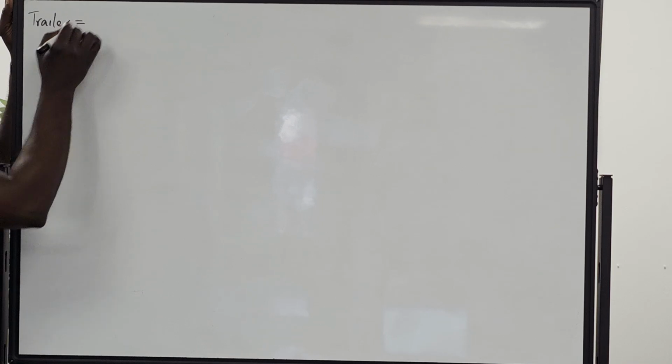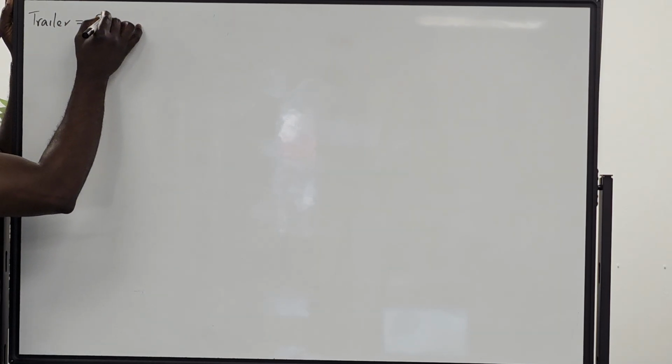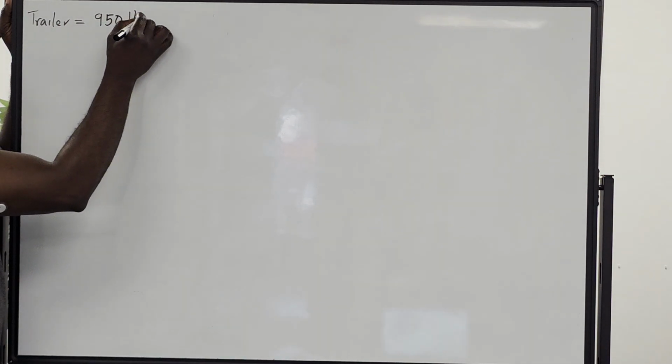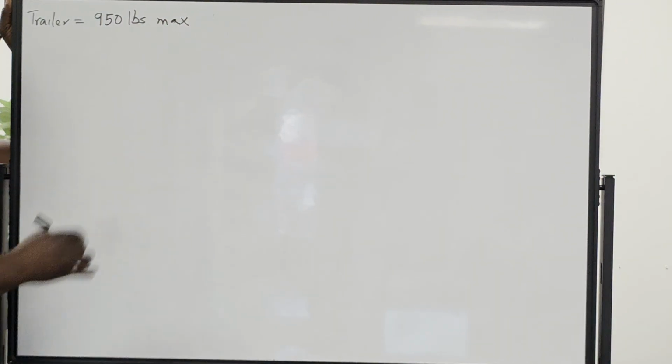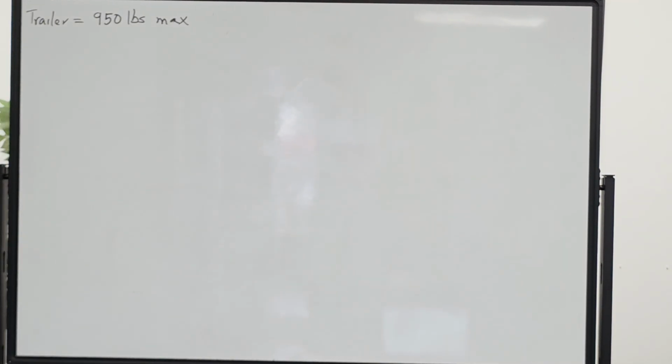Question 6 says a supplier is loading bricks onto a trailer that has a load limit of 950 pounds. So the trailer can only carry 950 pounds max, okay? That's what that statement means. That trailer can only carry 950 pounds max.